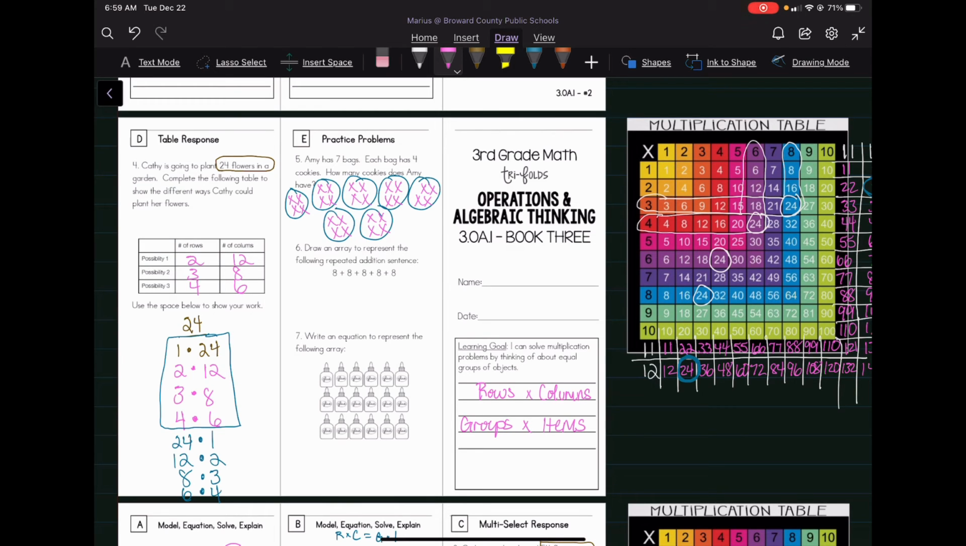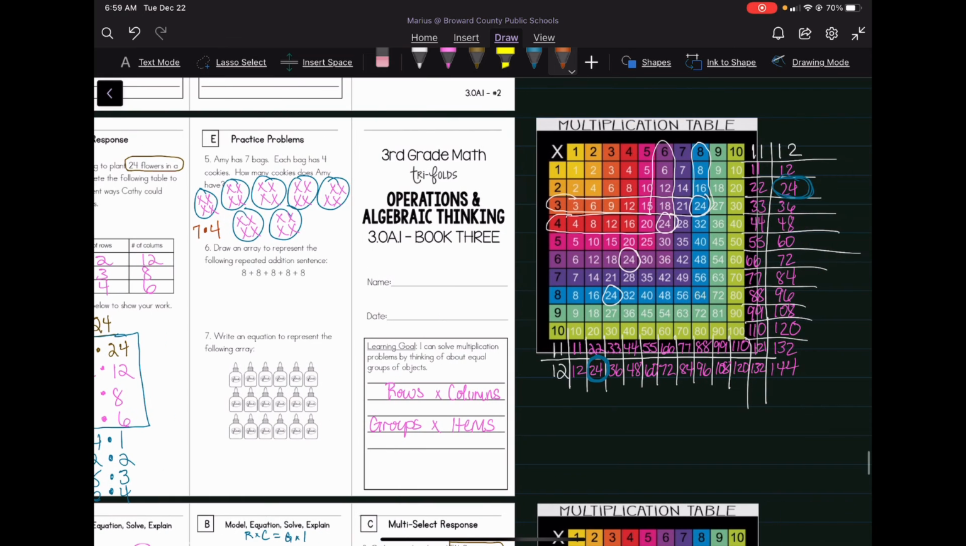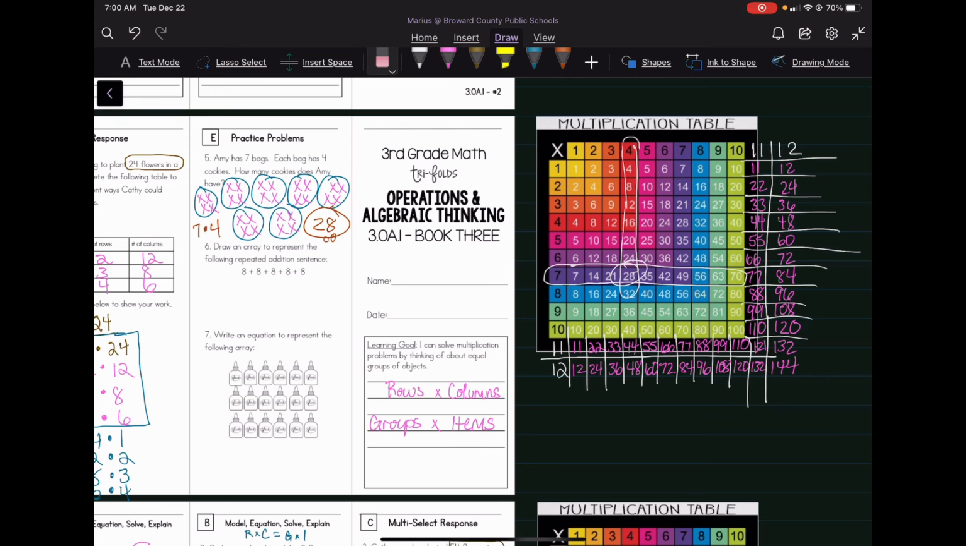So we have our 7 bags, our 4 cookies, which basically means 7 times 4. And if I'm using my multiplication chart over here, let me get rid of all of this other extra stuff. All right, if we're doing 7 times 4, 7 rows, here's my 7, and then here's my 4 columns. And where do they intersect? Right here at 28. So 7 times 4 is 28. So she has 28 cookies. Let's write that out as a complete answer. We can say that she has 28 cookies.